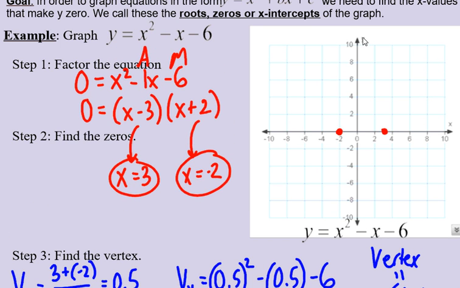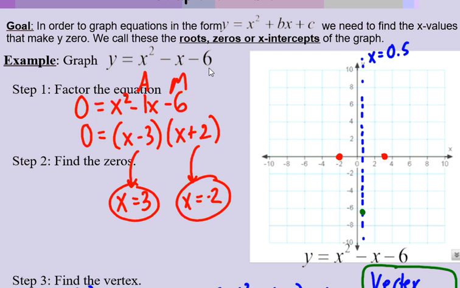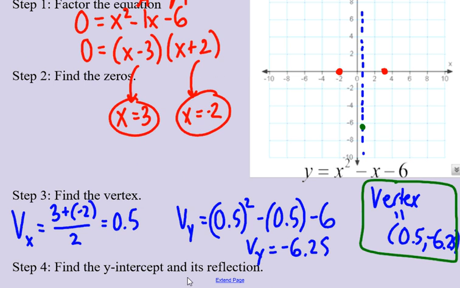So I know my axis of symmetry was at a half. So x equals 0.5 is halfway in between, but that's just the x-coordinate. The whole y-coordinate is negative 6.25, so right below it, right about there. That is where my vertex is. Last part is your y-intercept. Your y-intercept is 0, negative 6.